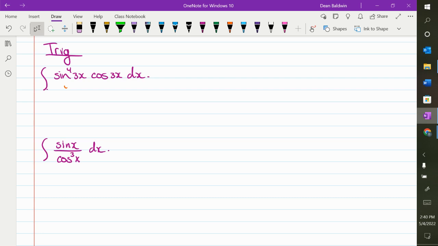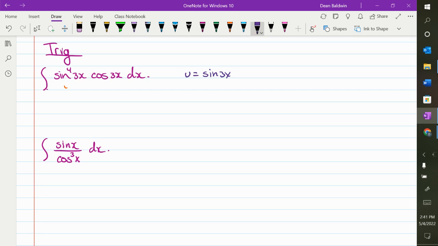This is similar to what we were just doing, except we put trig functions in there. If I wrote this x like that, you would sub out what's in the brackets, right? It's the same thing for trig. Go with the higher exponent. So u is going to be sine 3x. You don't include the exponent though.